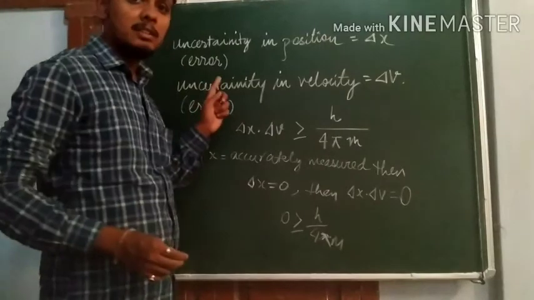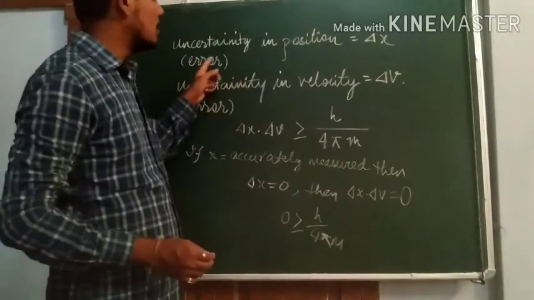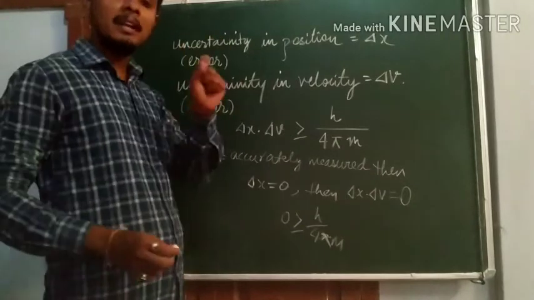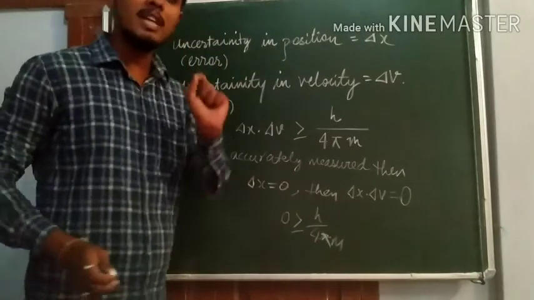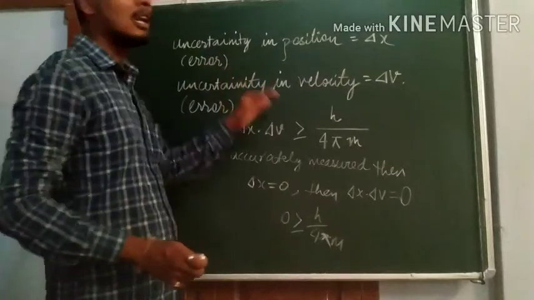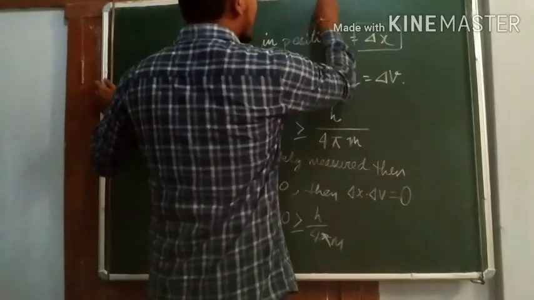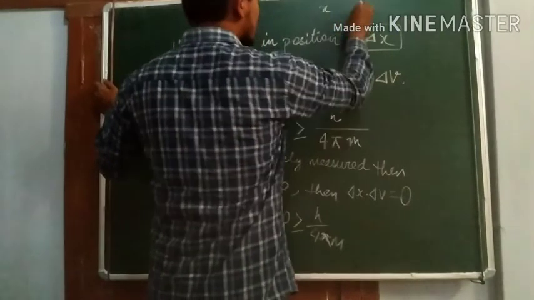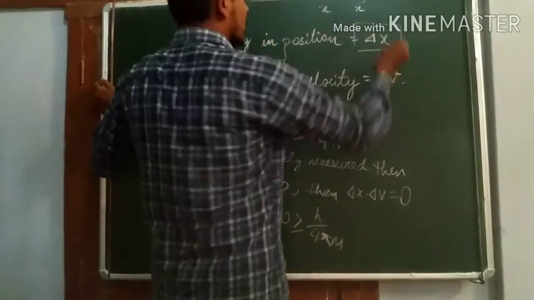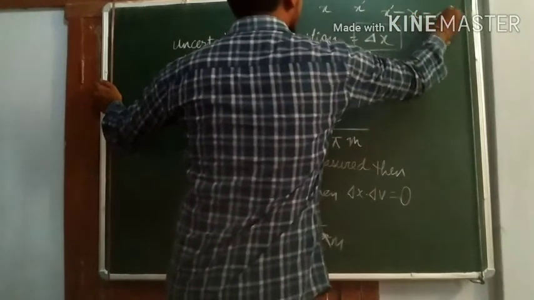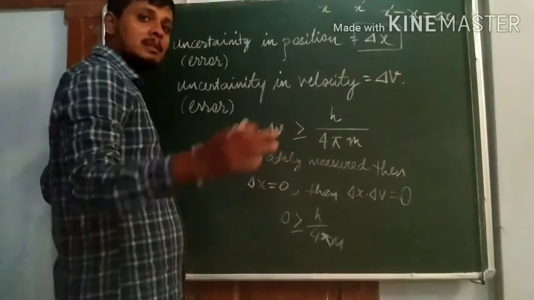So if I am calculating a particular position of an electron, I will get an error in position, delta x. That means the actual position is x, but I get a different position x dash, not accurately. That means x minus x dash equals delta x, or x dash minus x equals delta x. So I will have some error.